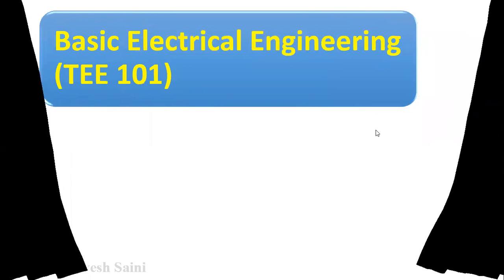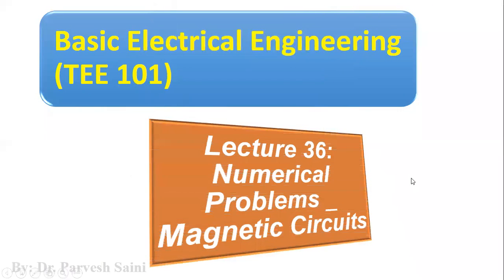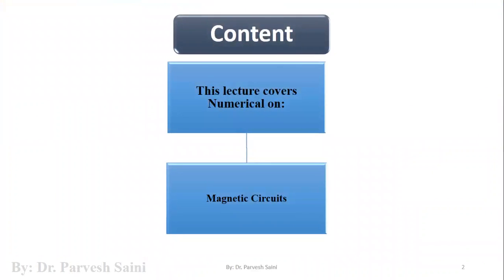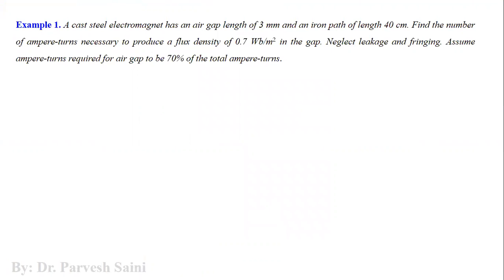In this lecture, we will discuss certain numericals related to the magnetic circuits. So let us start with the first numerical. In the very first numerical, as per the statement, there is a cast steel electromagnet, and it has an air gap of 3 mm and the iron path is of 40 centimeter.